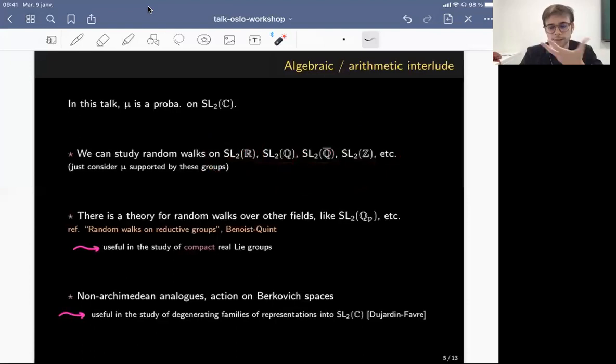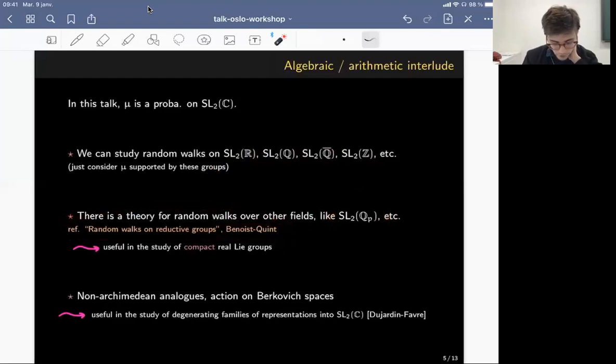Another remark that is actually more interesting, there is a very well-developed theory parallel to the one for complex matrices that works over other fields, other local fields. So for instance, we can study random walks on SL2 over Qp and other local fields. This is done in very much detail in this book by Benoist and Quint from 2016, where they developed the whole theory in much detail.